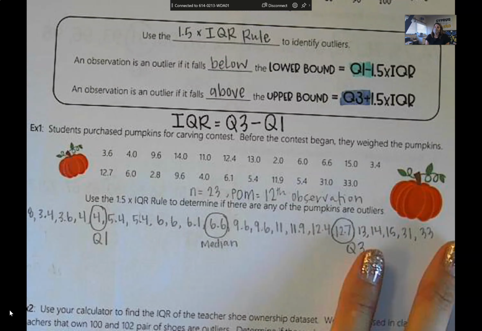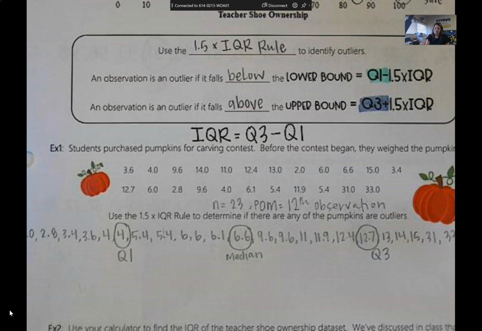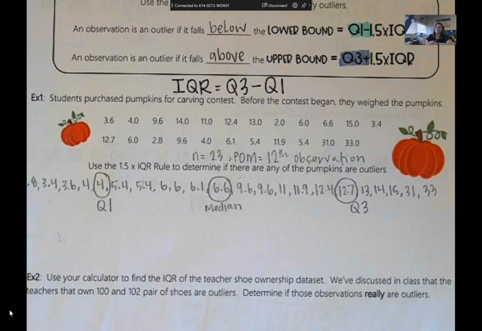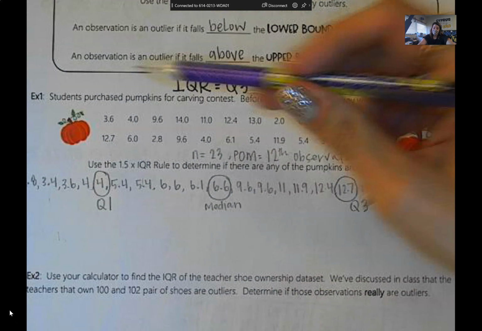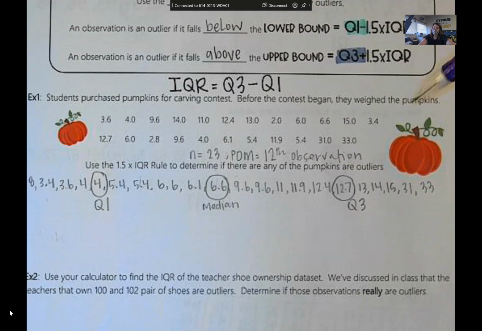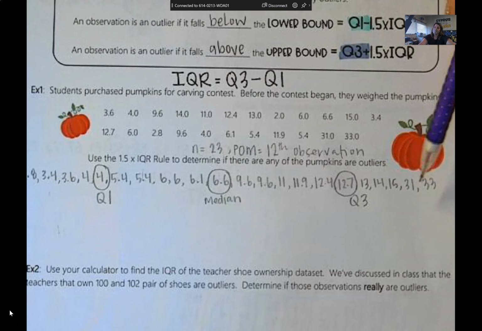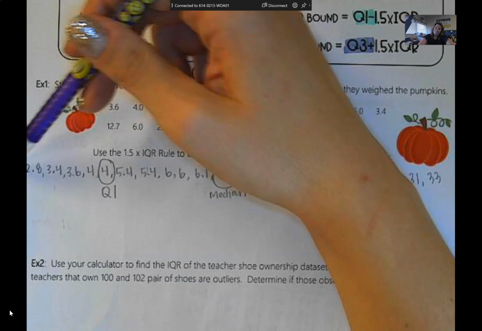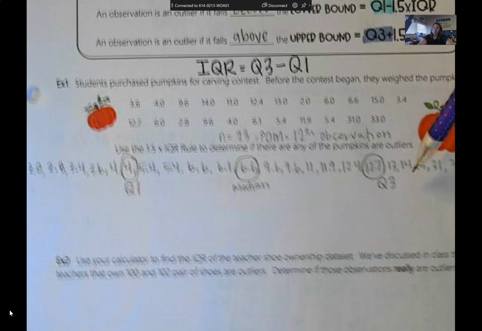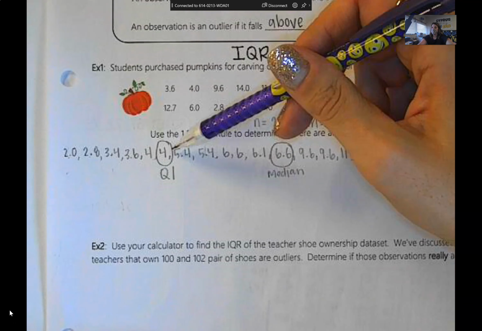So this is the reason why I wanted you to find the quartiles for the pumpkin data, because we're going to determine if any of the pumpkins in the carving contest were outliers. So students bought pumpkins, and before they started carving, they weighed the pumpkins. To find the quartiles, you need to order the observations from least to greatest, and then you find the median and then the quartiles.